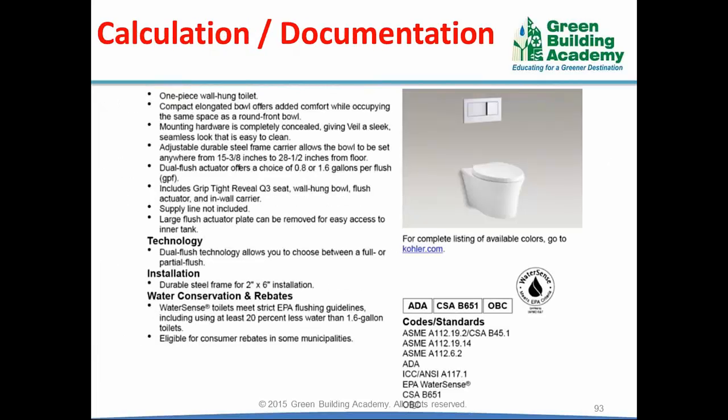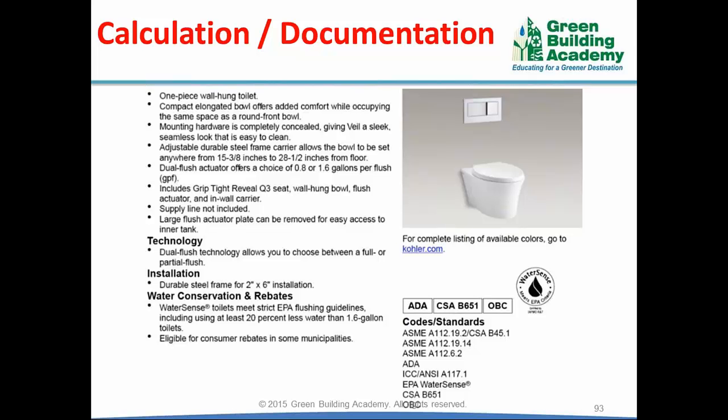This is a sample MSDS page that could be part of that illustrative manual. You can see you are explaining that this is the toilet that you used, a wall mounted one, what are the features it has, what are the certifications it qualifies for, what are the standards it is meeting. You can see ADA, CSA, B651, OBC. So these are the different codes and standards that this fixture complies with.